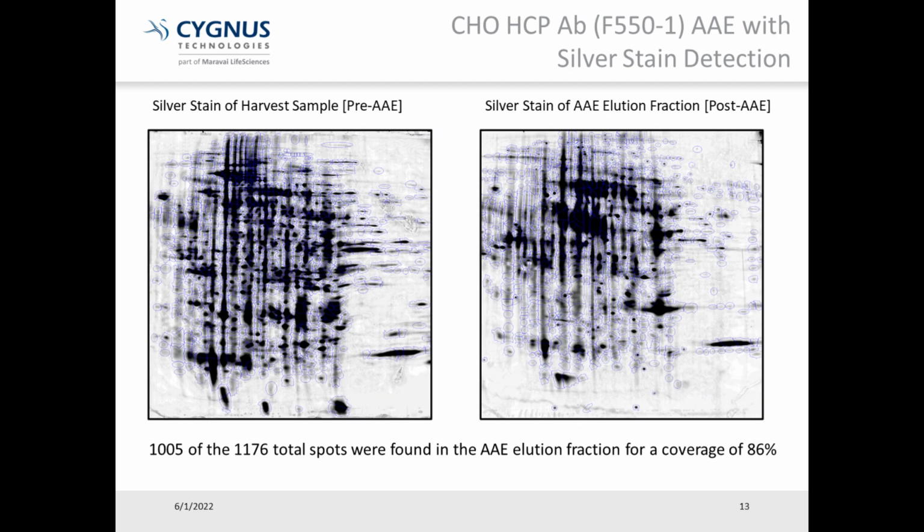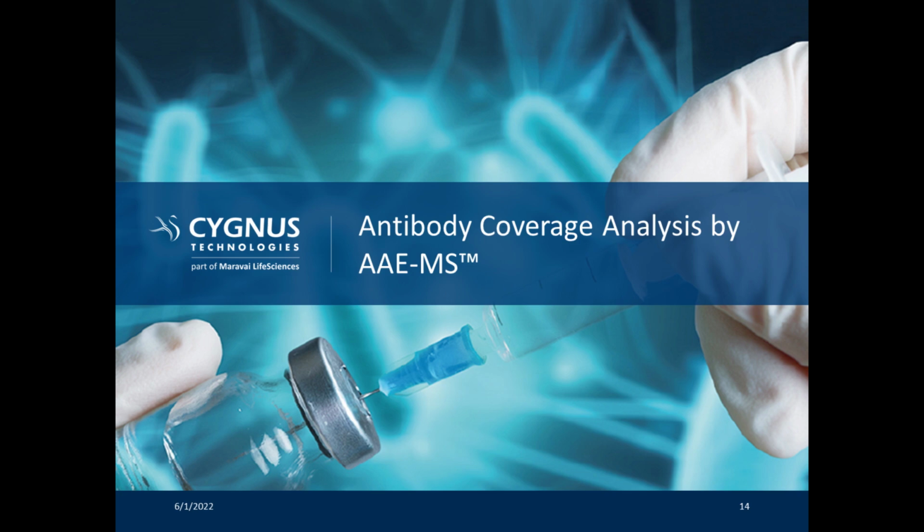It's very similar data under a different color scheme for the F550-1. Again, you can see that they are broadly reactive, and in this instance, the coverage came out to be 86% with the -1 antibodies.